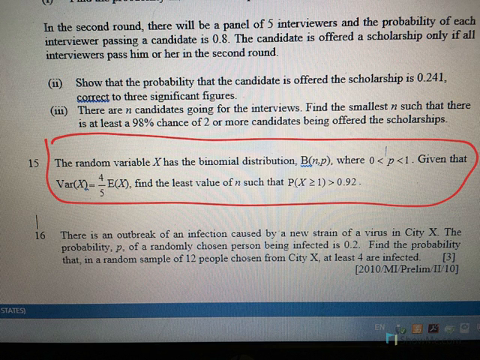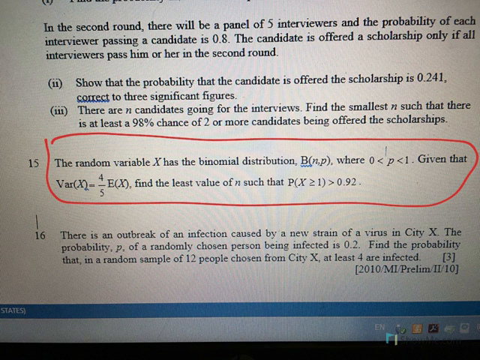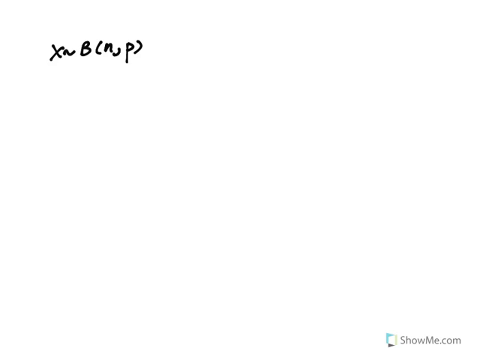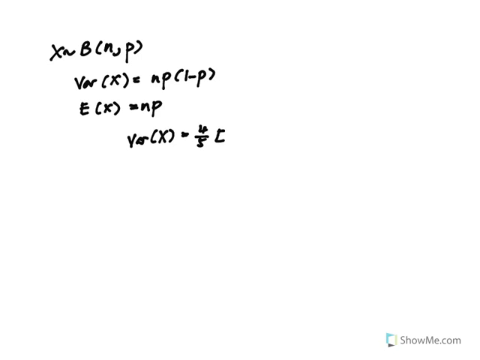Okay, so here we have X with the binomial distribution B(n, p). n is the number of trials and p is the probability of success in each trial. Given that the variance of X is 4/5 E(X). We know this is a binomial distribution, so the variance of X can be written as np(1 - p). The expectation of X can be written as np. We also know from the question that the variance of X is 4/5 E(X).